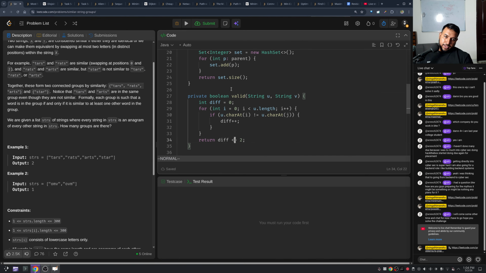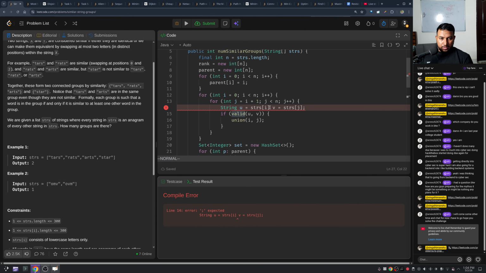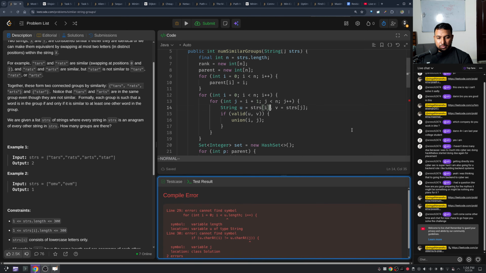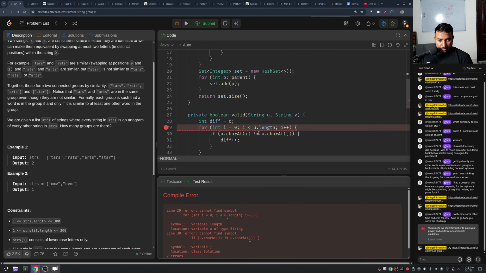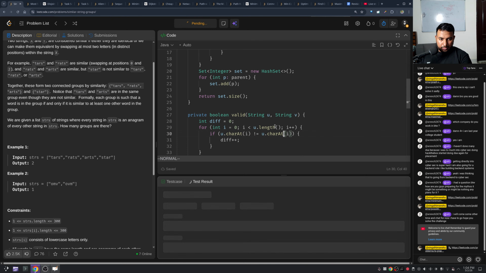Okay, so valid is when the difference is less than or equal to 2, right? And let's try to run this code. Okay, we have u, total length, v.